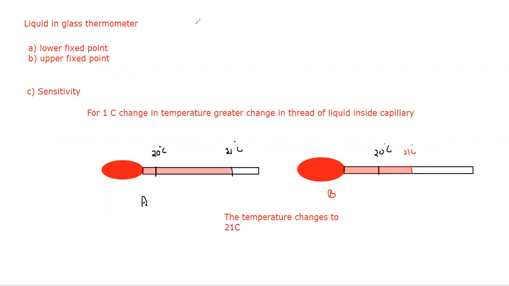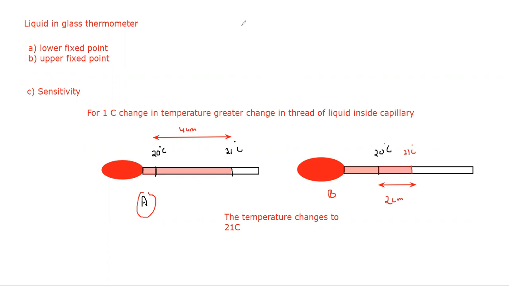So from 20 to 21, say this was 4 centimeters. From 20 to 21, thermometer B was only 2 centimeters. Which one is the more sensitive thermometer? Which thermometer has a greater sensitivity? Thermometer A has a higher sensitivity. Sensitivity refers to the distance between the 1 degree marks. If there's a greater gap between the 1 degree marks, it means the thermometer is more sensitive. So sensitivity refers to the difference between the markings of a thermometer.